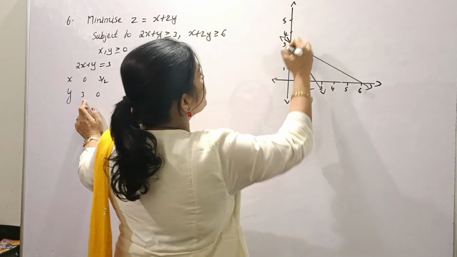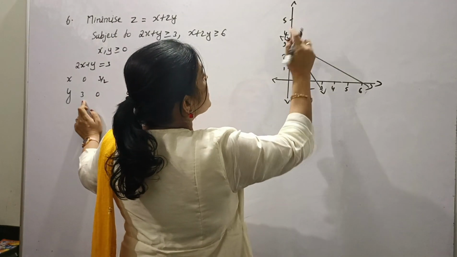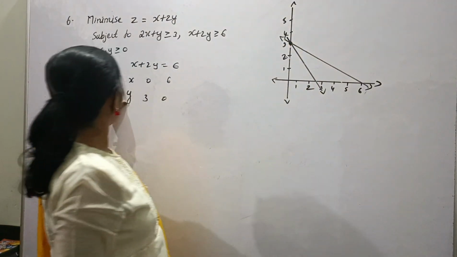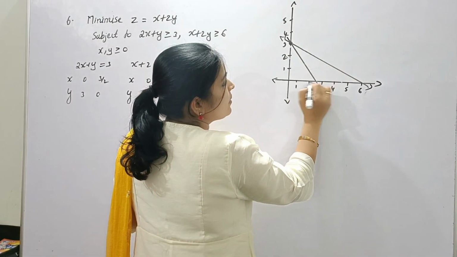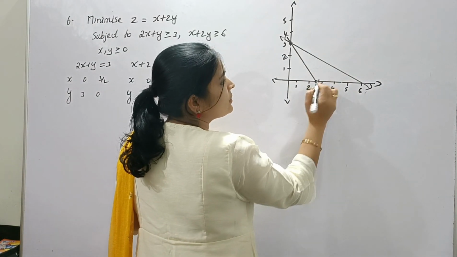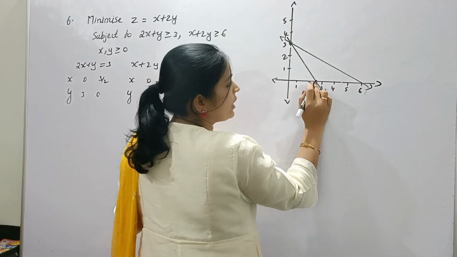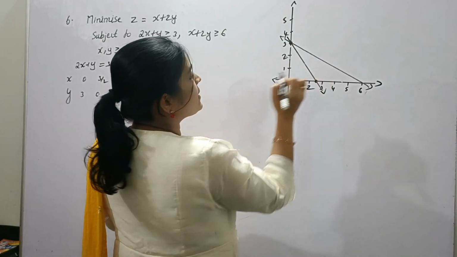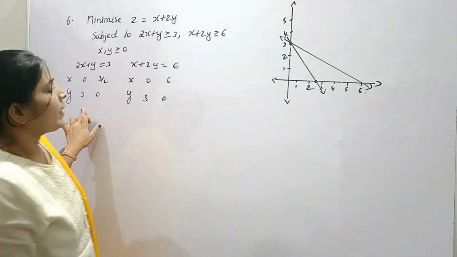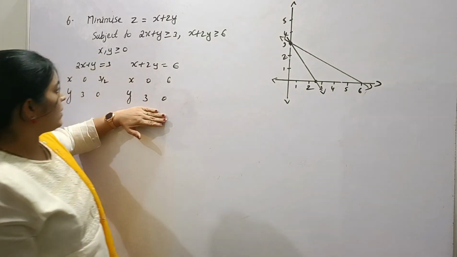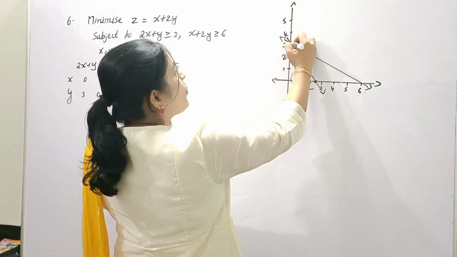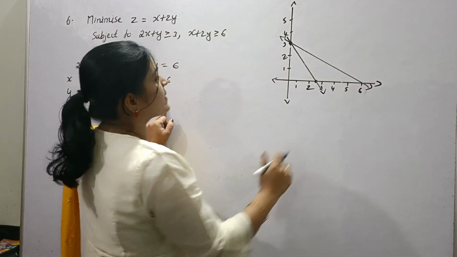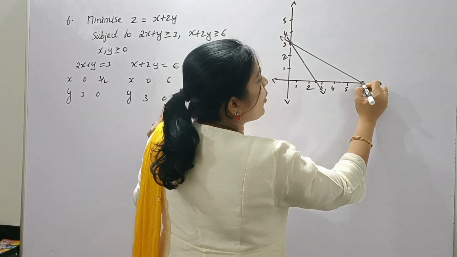0, 3 is this point, right? So it is the point 0, 3. Then 3 by 2, 0, x is equal to 3 by 2. See, somewhere here between 1 and 2, okay? Let's take it is the point 3 by 2, 0. It is this point. Okay, then next inequality, that is 0, 3. Okay, 0, 3, the same point. It is 0, 3 and 6, 0. It is the point 6, 0.